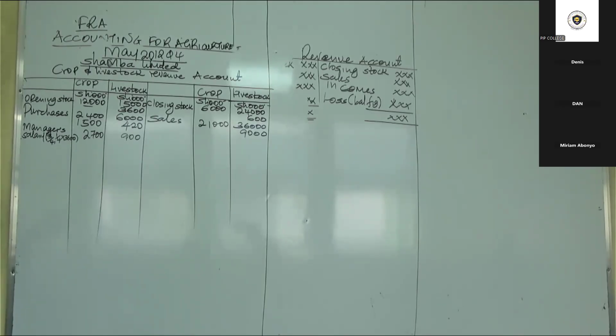Number 2. So livestock goes 1 over the total. Livestock is 1 over 4, sindio? And for the crop it is 3 over 4, of the total from the trial balance. You can see the manager's salary. That is what we are using.